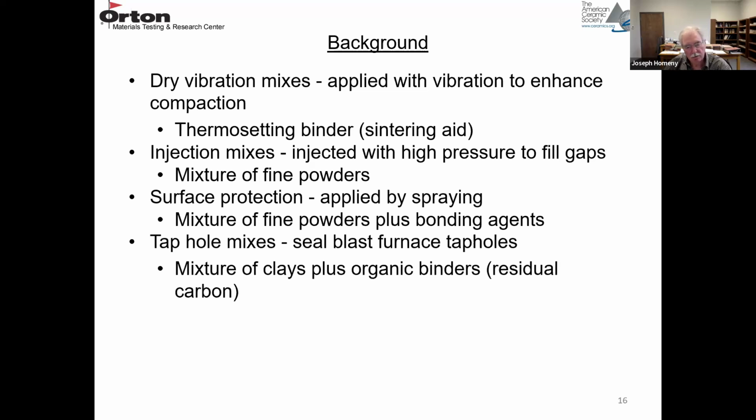And again, it's a fine powder plus some type of bonding agent. And the tap hole mixes are mixtures of clay plus an organic binder, usually a pitch, and that provides residual carbon. And it seals tap holes, such as a tap hole in a blast furnace or any other operation where you have a tap hole for pouring steel or slag.